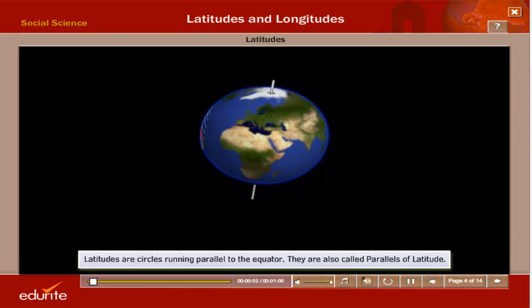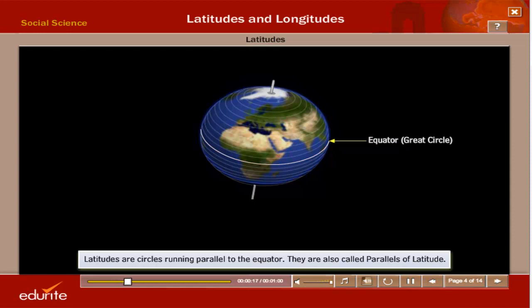Latitudes. Latitudes are circles running parallel to the equator. They are also called parallels of latitude. The equator is the central latitude and it is also called the Great Circle, while all other latitudes are called small circles. They become smaller and smaller as we move towards the poles. The pole or 90 degrees latitude becomes a point.